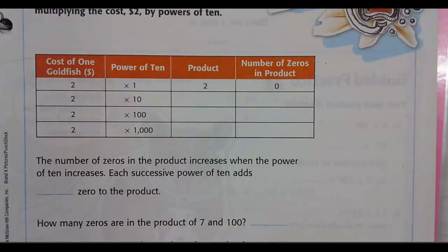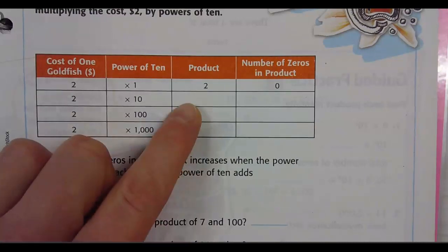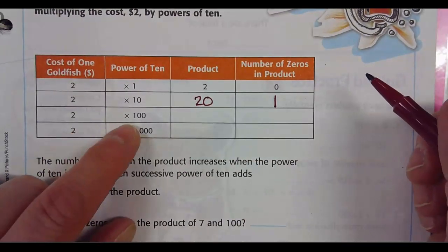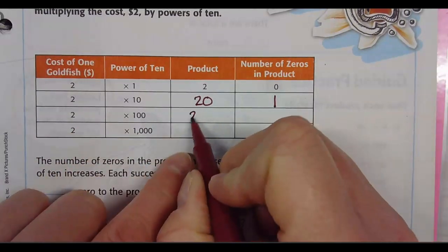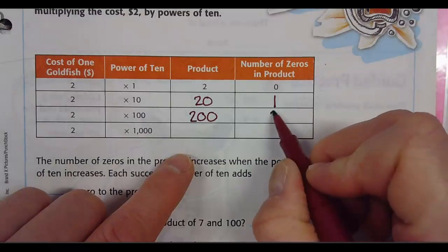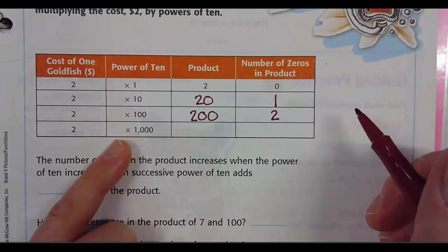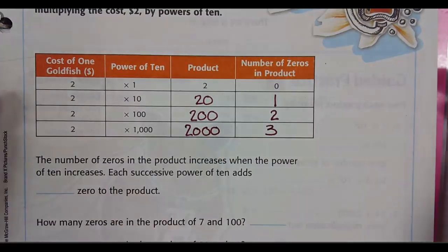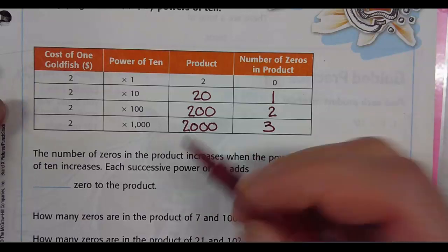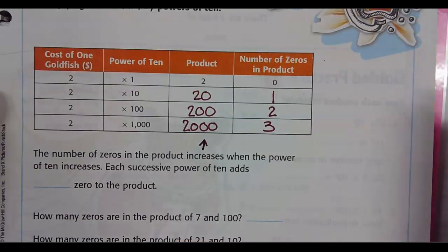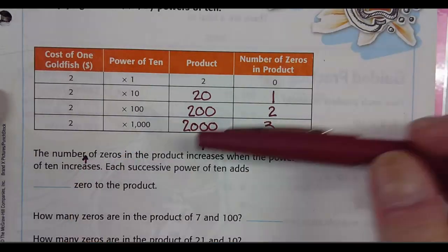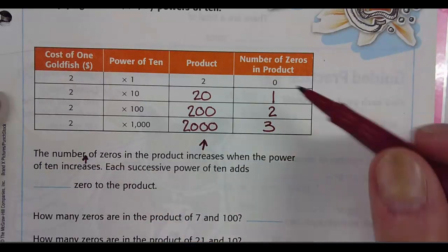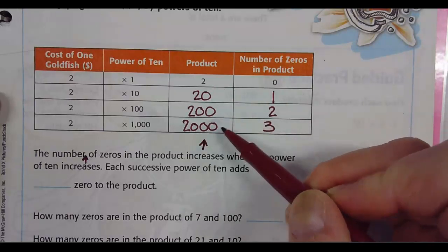$2 goldfish times 10 is how much money? How many zeros? One. $2 goldfish times 100 is 200. How many zeros? Two. $2 goldfish times 1,000 is 2,000. And how many zeros? Three. The number of zeros in the product increases when the power of 10 increases. Each successive power of 10 adds how many zeros to the product? Each time we go down, it adds how many zeros? One zero to the product.